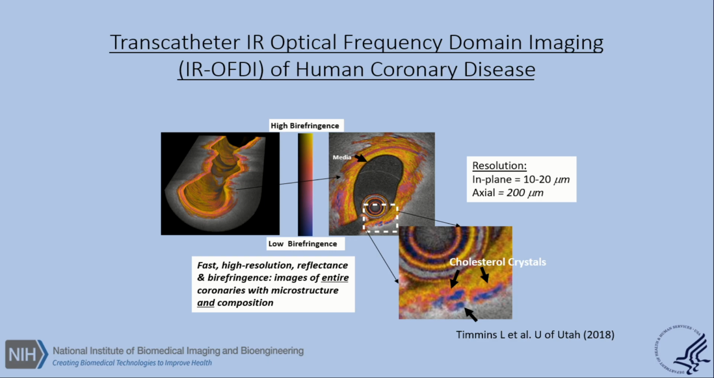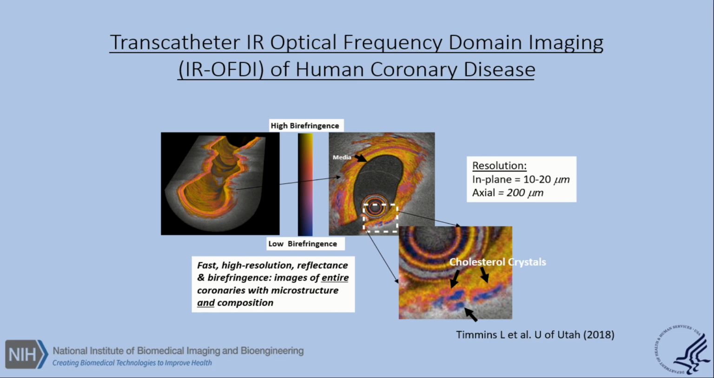Maybe you have these technologies here, but this gives you much more resolution. What it does is, because of the birefringence, you can actually tell what the components are, such as not only fat, but cholesterol crystals, as you'll see in the lower image right here. So that is very, very powerful. Again, this is being done at the University of Utah.